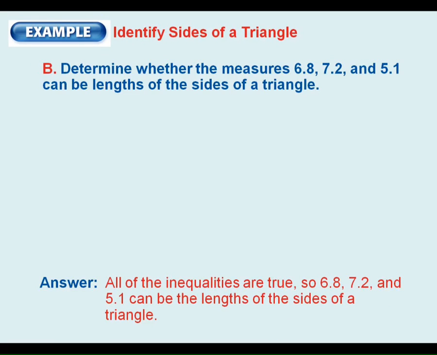This one is 6.8, 7.2, 5.1. If you add any of the two, it's always greater than the third. If I add these two, it's greater than 5.1. If I add these two, greater than 6.8. If I add 6.8 and 5.1, greater than 7.2. This could make a triangle. Doesn't matter if it's 0.1 greater than, if it's 1/10 greater than the other side, as long as it's greater than the third side, it makes a triangle.